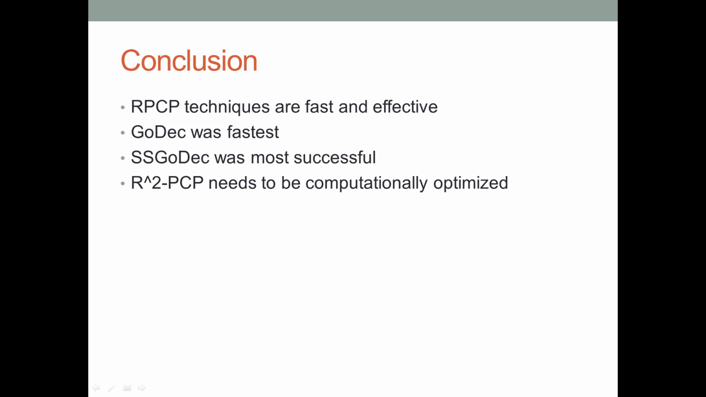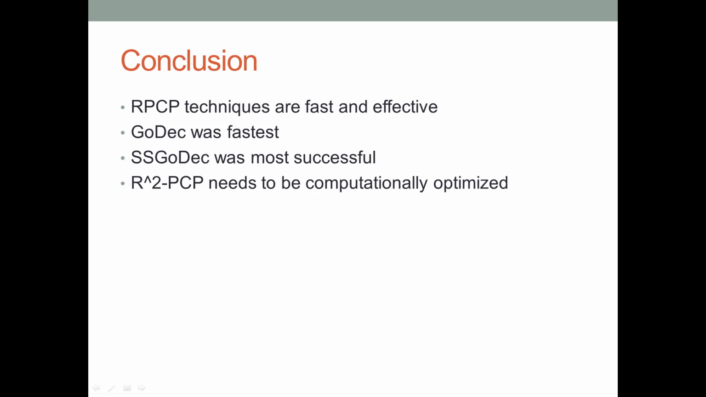So in conclusion, the robust principal component pursuit techniques that I've shown today are fast and effective. As I showed, they could take video sequences and separate the background and the foreground. Of the algorithms that I ran, the Go decomposition was the fastest, and the semi-soft Go decomposition was the most successful as far as the peak signal to noise ratio.